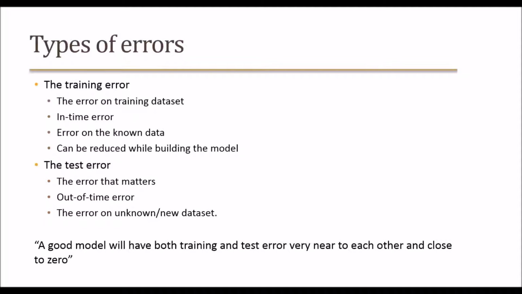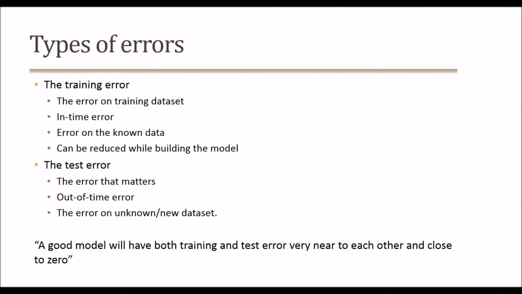The error on the input data, the error on the known data, or the error on the data set that is used for building the model, can be reduced. It can be reduced while building the model. In fact, this is what we have been trying while building the model. We have been trying to reduce the error as much as possible, with many iterations in building the model to reduce the training error.